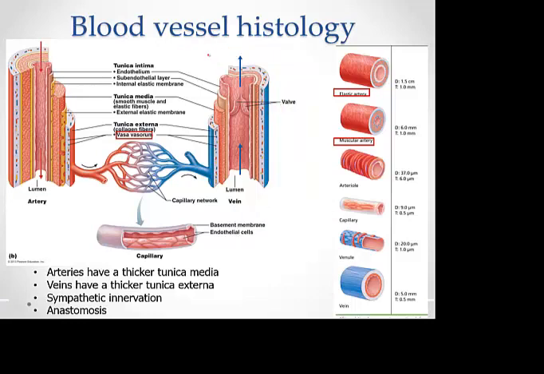And anastomoses are seen quite commonly. They are seen in the palms and soles. They are seen in the brain. There's an arterial circle in the brain, which you may have done in ANP1, called the circle of Willis. They are seen in the gastrointestinal tract.